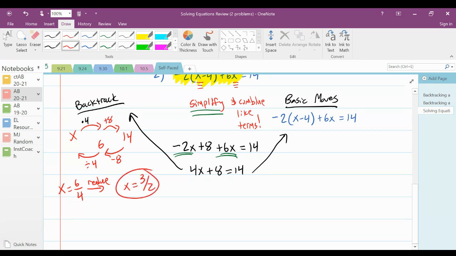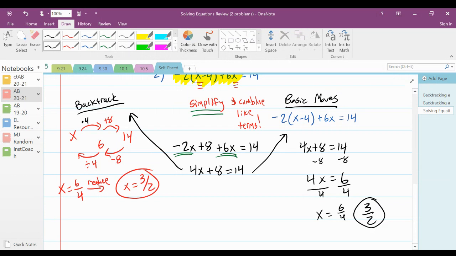Had I gone the basic moves route, once I got that simplified left side, I would do the exact same operations. I'm going to start by subtracting 8 on both sides. 4x is equal to 6. Divide both sides by 4. x equals 6 over 4, or reduced, 3 halves.